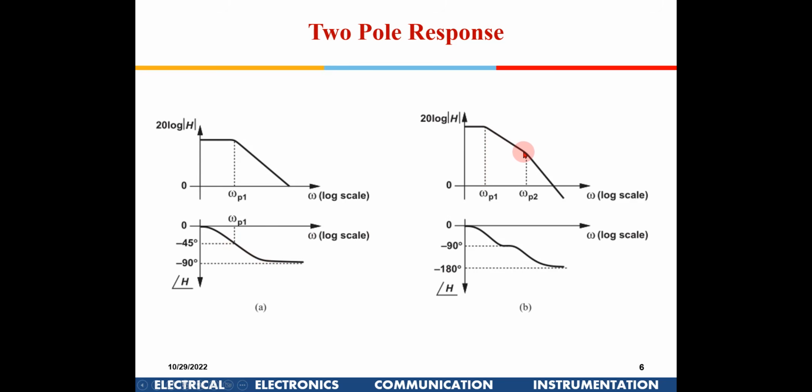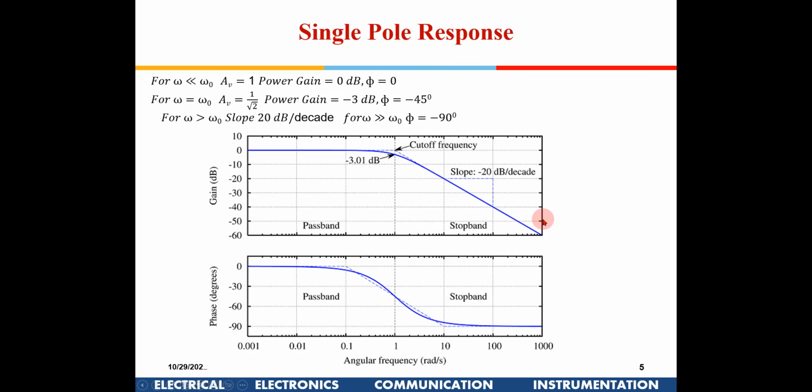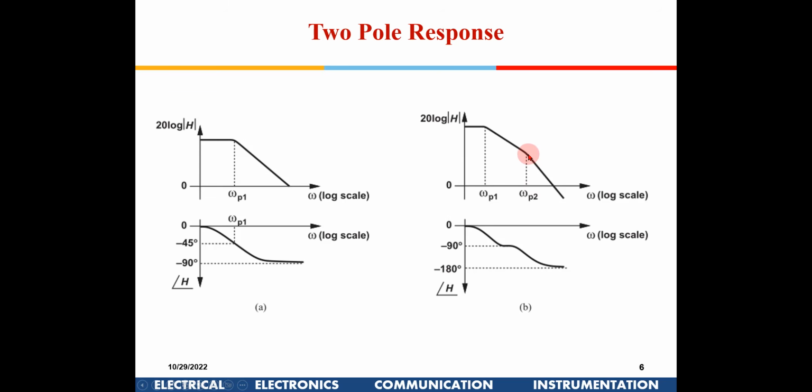But if I have two poles, there are two RC elements which are forming two different poles. Then from here it will be minus 20 dB per decade. When it reaches the second pole, it will become minus 40 dB per decade. You can do the same analysis which I did here for two poles also. So you will get this kind of response, 40 dB per decade.